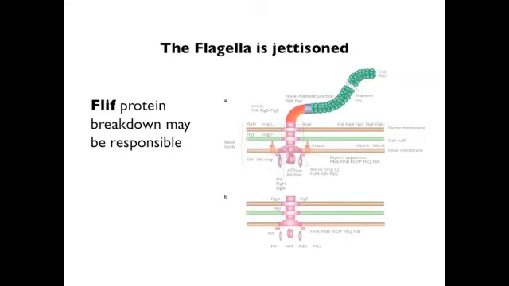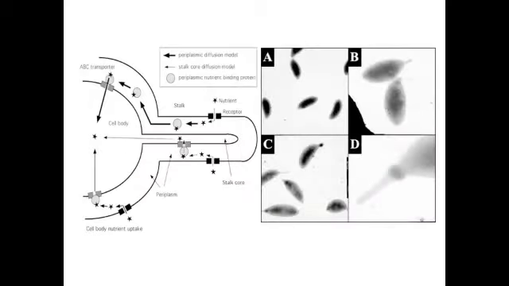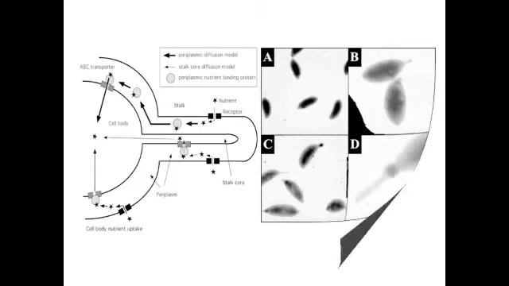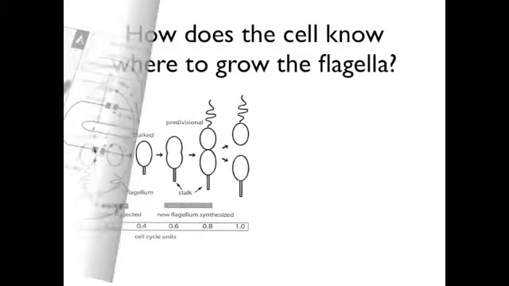One suggestion from researchers from UCLA proposed that the breakdown of an anchor protein called FliF is responsible for flagellum loss. The cell begins to redirect cell surface proteins to synthesize the cell wall where the flagellum once stood in a perpendicular direction, but only at the proper time and also relying on the extracellular phosphate concentration.